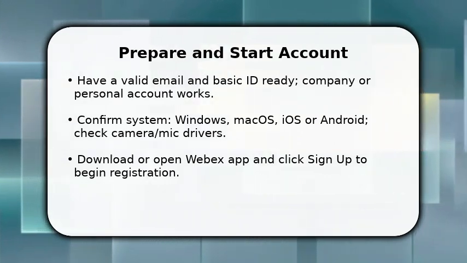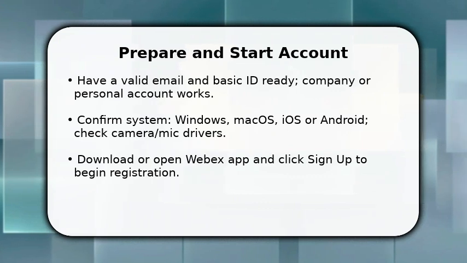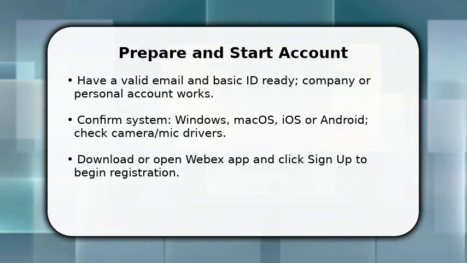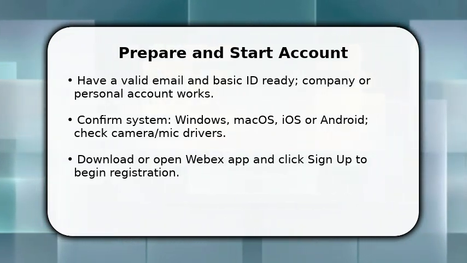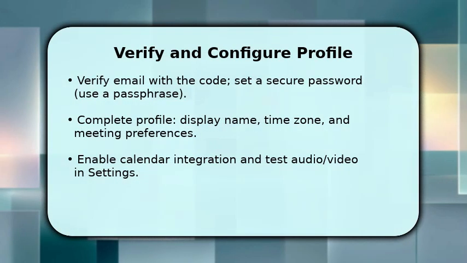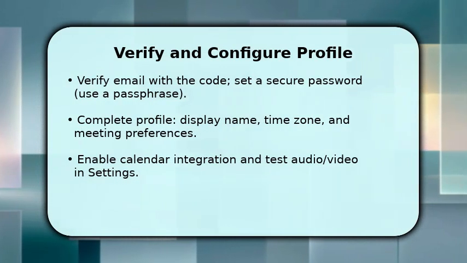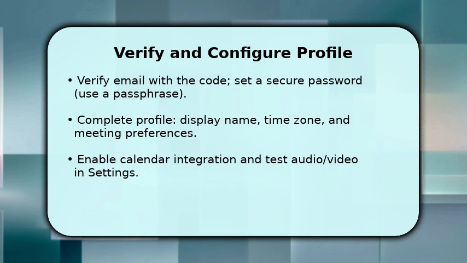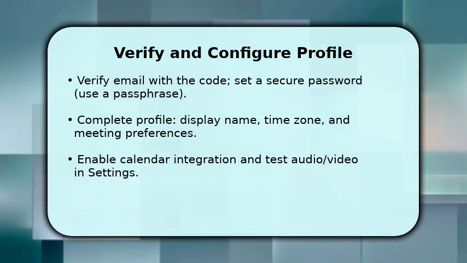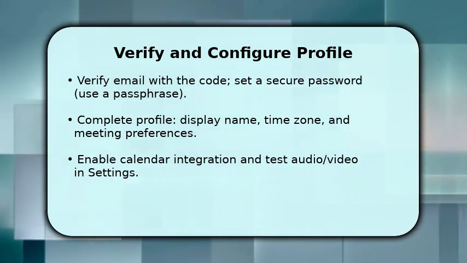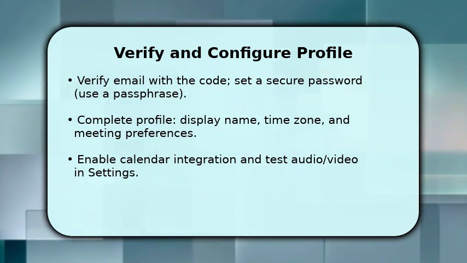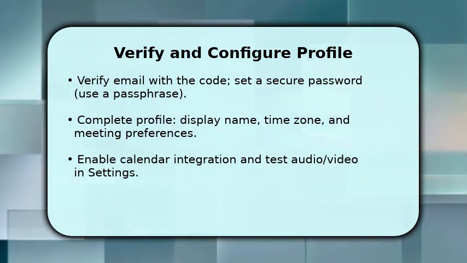This first sequence gets your account provisioned and lets you personalize name and password before joining or scheduling meetings. Once you verify your email and set a secure password, complete your profile details like display name and time zone so invites show correctly. Next, connect your calendar. This automates meeting invites and syncing.